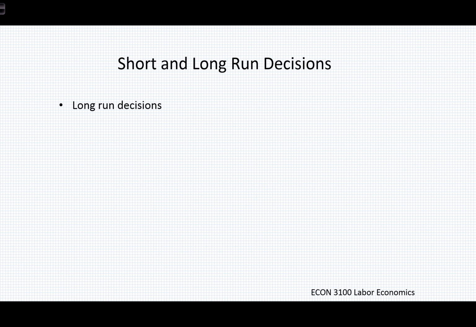Let's think about what kinds of long-run decisions the firm makes. Well, the firm makes decisions with respect to capital. These are long runs, of course. The firm makes decisions in the long run with respect to contracts. The firm makes decisions in respect to technology. Let's think about these three.